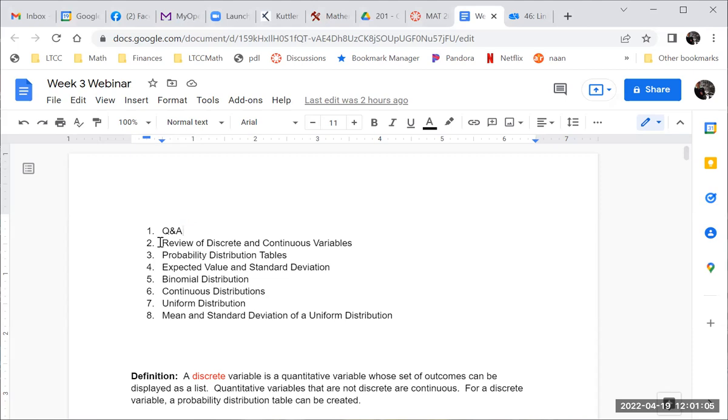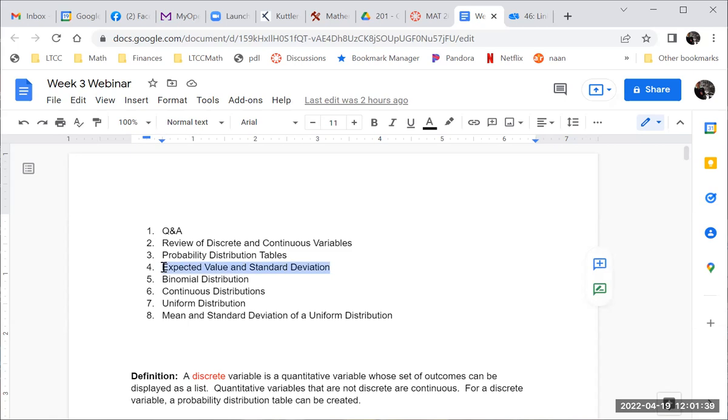And then I'll review discrete versus continuous variables. That was discussed in chapter 2, I believe, very quickly. So you may or may not remember them, but we'll talk about them. Then we'll talk about probability distribution tables for discrete variables, and that's a way of organizing the stuff that happens. And then we'll get into two very important topics: the expected value and the standard deviation.